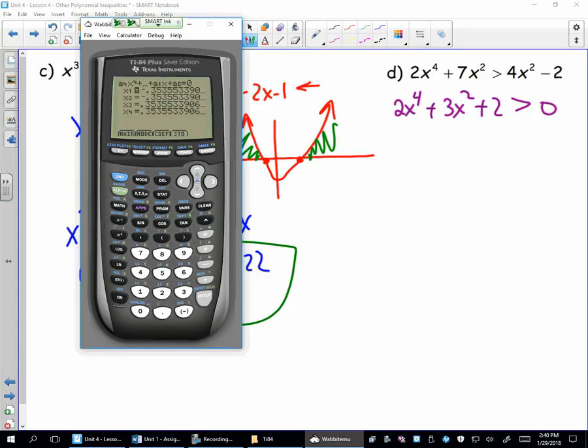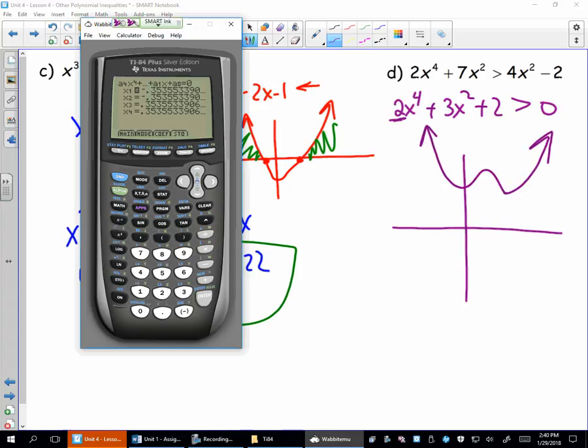My answers are the ones that don't have dots. Ooh, they all have dots. What does that mean? It means there are no zeros. So when is this graph above 0? Well, let's think about the graph for a second. It's got no zeros, and the right-hand thing goes up. Maybe something like that.